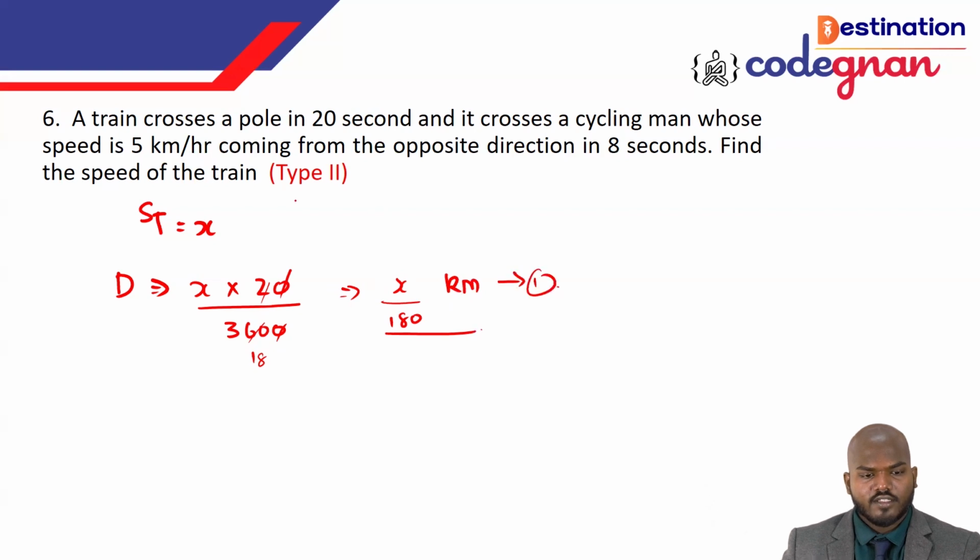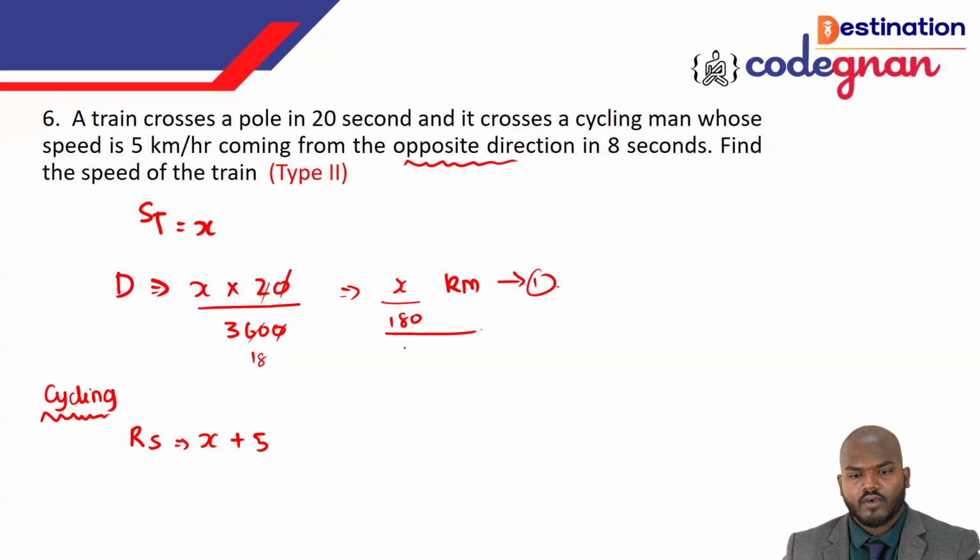Okay, keep it up. Second thing, you see this one, this is about the cycling man. The man is having a speed of 5 km per hour. Because the relative speed, it is traveling in the opposite direction, then you need to call it x plus 5 km per hour. And it is happening in 8 seconds. That's the only thing given here.